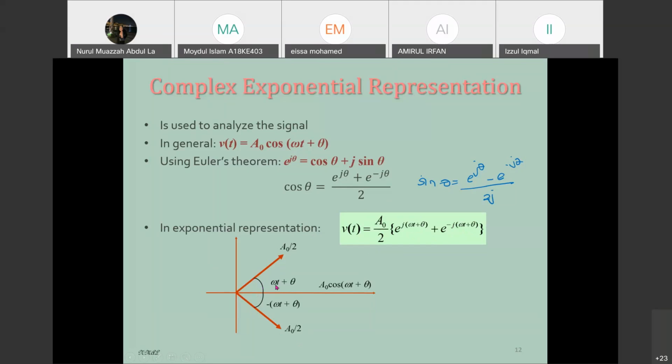So the first phase is omega t plus theta. The second phase is negative omega t plus theta, because we have split it into two. This is in terms of exponential representation.